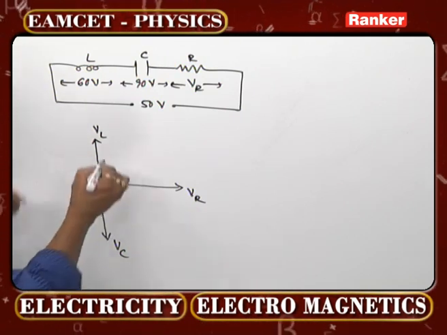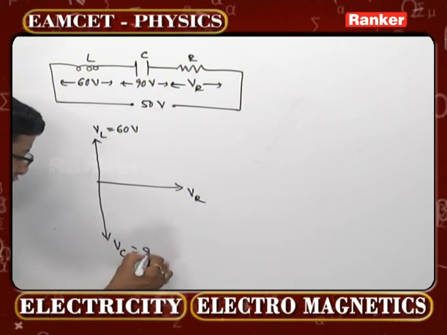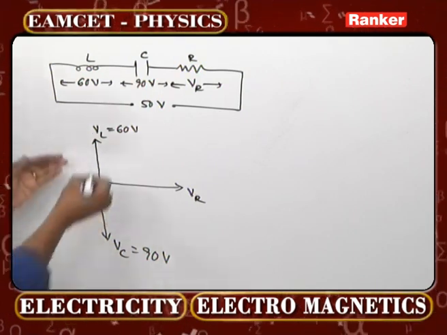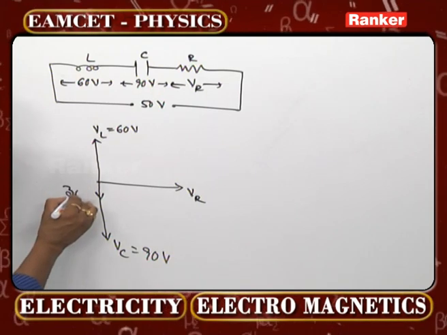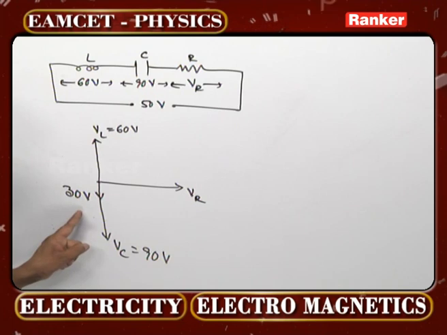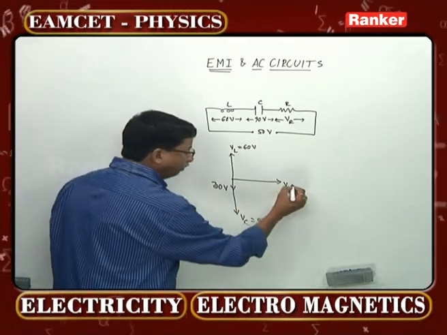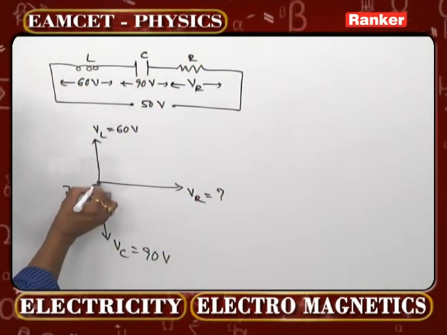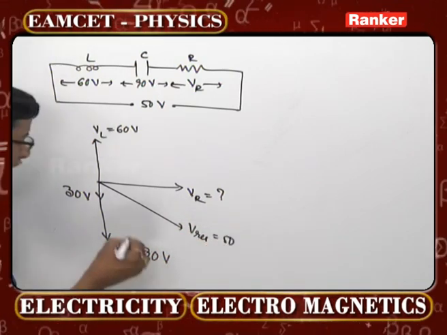Now you can understand VL is given 60 volt. VC is given 90 volt. Now which is more? You can understand this is more. So the resultant will be downward. How much will it be? 30 volt. How do I get 30? 90 minus 60 will be 30. In which direction is it? Downward direction. And what is VR that is to be calculated? What is the resultant voltage he has given you? That is given as 50 volt.